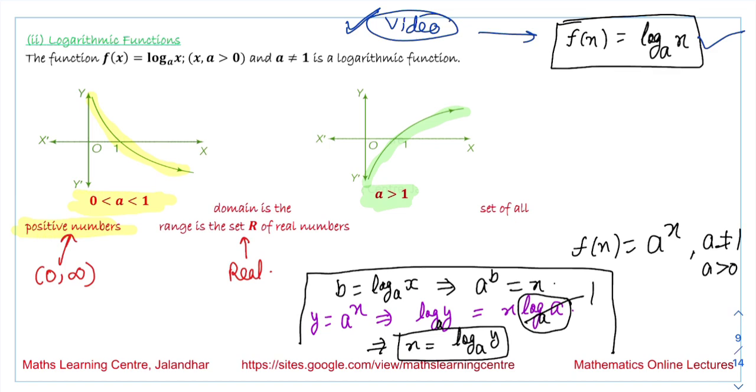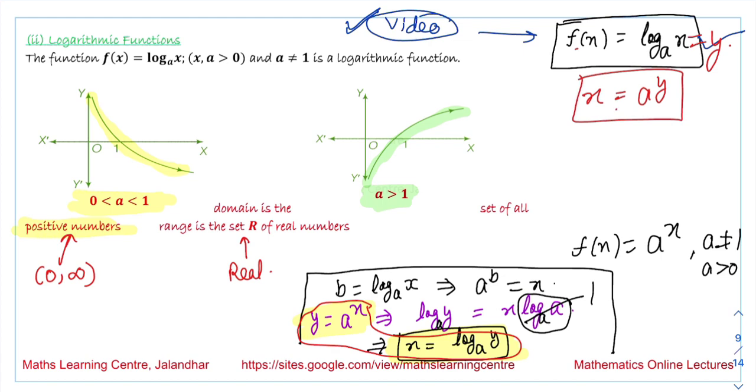So if we are writing y is equal to a raised to the power x, this is the exponential function, we are saying this is just equivalent to writing x is equal to log to the base a y. Both these things are equivalent to each other. Similarly, if we are writing f(x) is equal to this, that is equal to y, basically we are saying it is x is equal to a raised to the power y.